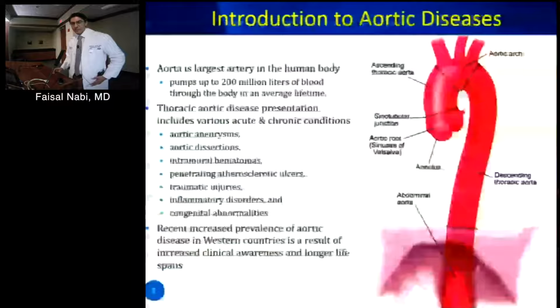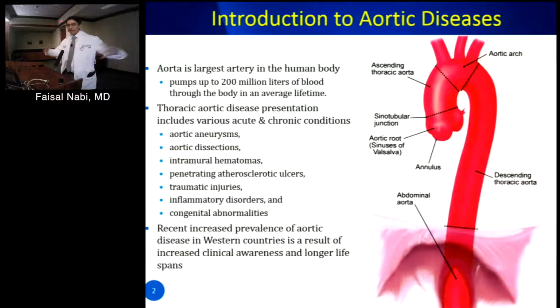Just, out of curiosity, an introduction to aortic diseases: it's really the largest artery in the human body. It pumps up to 200 million liters of blood in an average lifetime. Patients can present with a wide variety of clinical scenarios, acute or chronic. Some of the things I will be discussing are aortic aneurysms, dissections, and all the acute aortic syndromes. I won't be discussing inflammatory diseases, and I'll mention one congenital abnormality. The main thing to know is that awareness of aortic diseases is becoming more prevalent in Western countries, thought to be because of advanced imaging modalities that can now detect a lot of these diseases, as well as the longer lifespan.